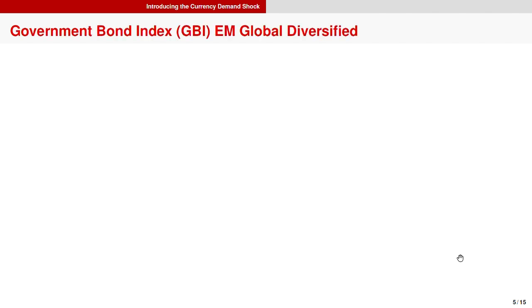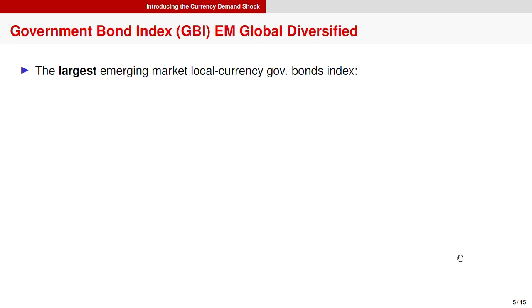Okay, so here we start. We use this index called GBI-EM Global Diversified. The full name is Government Bond Index Emerging Markets Global Diversified. It is the largest emerging market local currency government bonds index globally. By largest, I simply mean in terms of assets under management. In 2019, the assets under management for this index is about $200 billion. Again, this is a big number for emerging market economies because $200 billion is actually about the size of total sovereign bond issuance of all the emerging countries combined in the same year.